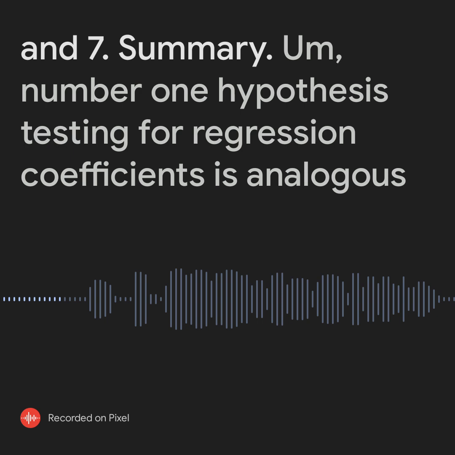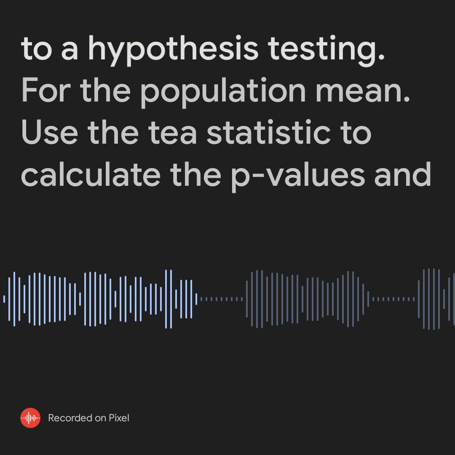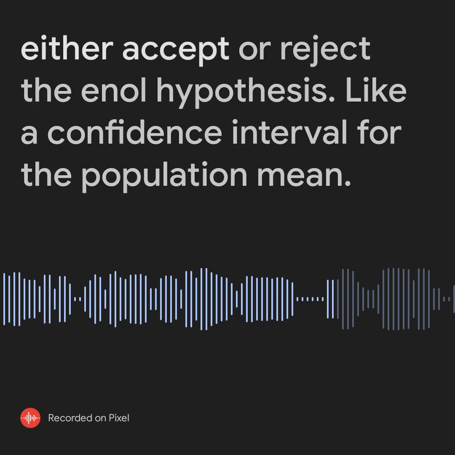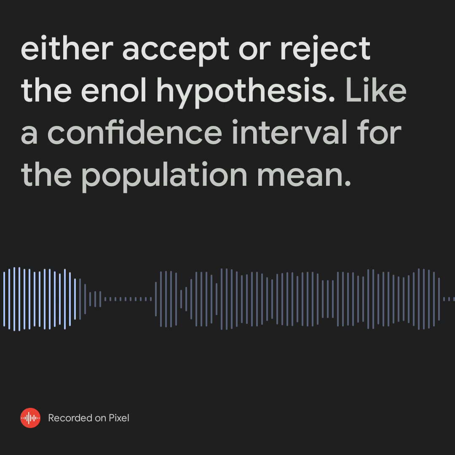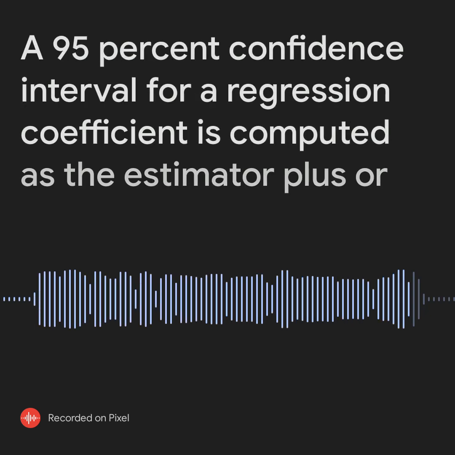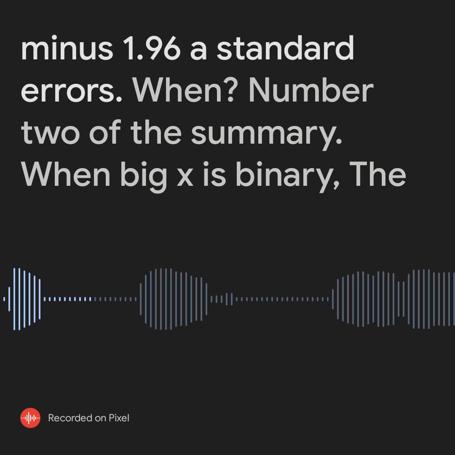Summary. Number 1, hypothesis testing for regression coefficients is analogous to hypothesis testing for the population mean. Use the t-statistic to calculate the p-values and either accept or reject the null hypothesis, like a confidence interval for the population mean. A 95% confidence interval for a regression coefficient is computed as the estimator plus or minus 1.96 standard errors.